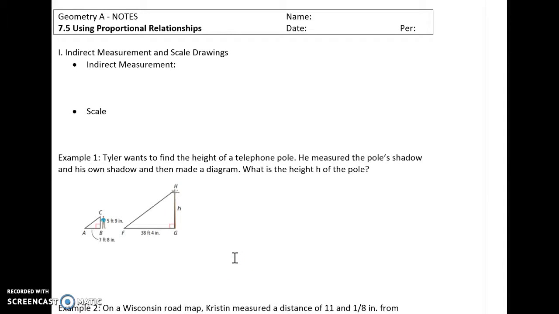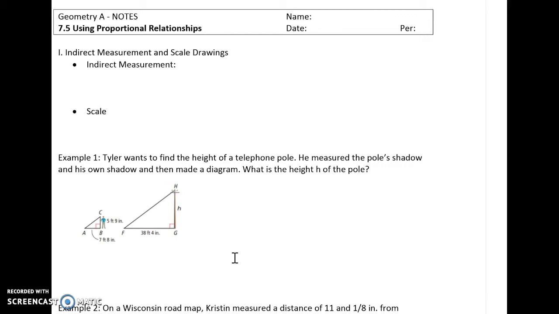In this lesson, we're going to be looking at an application of similarity and proportionality. These are probably going to be very similar to word problems you did when you learned proportion, so hopefully pretty familiar and straightforward. Two vocabulary words we want to go over before we do this.